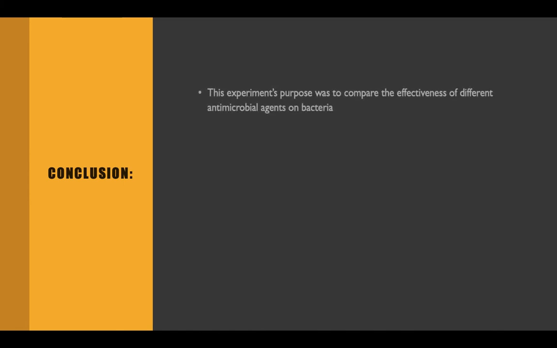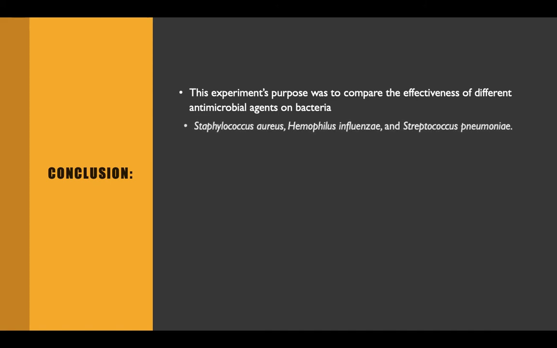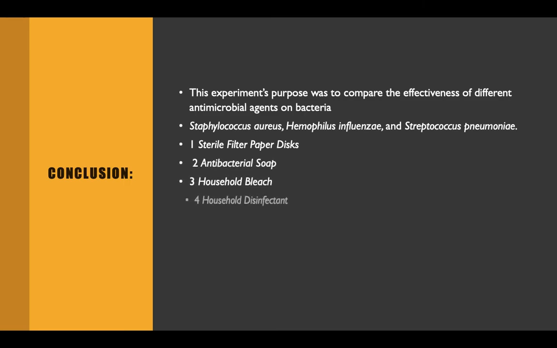Conclusion. This experiment's purpose was to compare the effectiveness of different antimicrobial agents on bacteria. The bacteria that we used, again, were Staphylococcus aureus, Haemophilus influenzae, and Streptococcus pneumoniae. Some of our antimicrobials include 1. The sterile paper disc, 2. Antibacterial soap, 3. Household bleach, 4. Household disinfectant, 5. Penicillin, 6. Amoxicillin, and 7. Erythromycin.